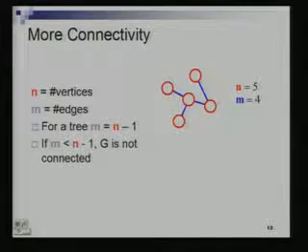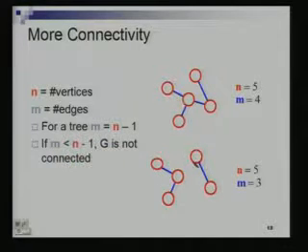Right. So, a couple of examples. N equals 5, m equals 4. This is a tree on 5 vertices. It has to have 4 edges. This is a graph on 5 vertices and 3 edges, and it cannot be a tree. It cannot be a connected graph at all.